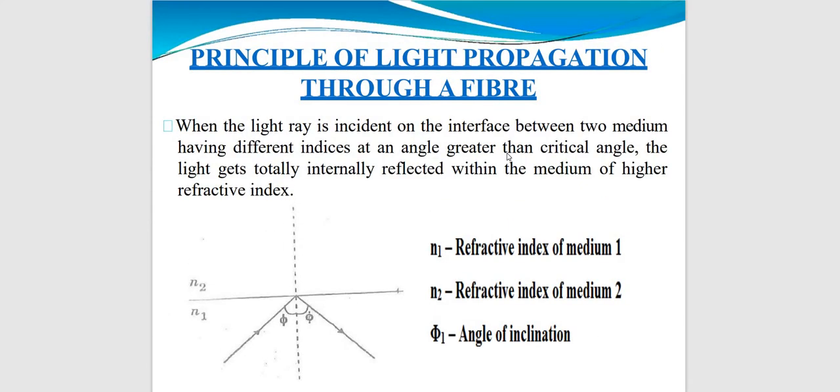The principle of light propagation through the fiber is this: when a light ray is incident on the interface between two mediums, which may be air or water, having different refractive indices, at an angle greater than the critical angle, the light gets totally internally reflected within the medium of higher refractive index. Here we have shown a diagram with N1 as the refractive index of medium 1 and N2 as the refractive index of medium 2, and phi is known as the incident angle. The light is totally reflected back into the same medium with the same incidence angle.